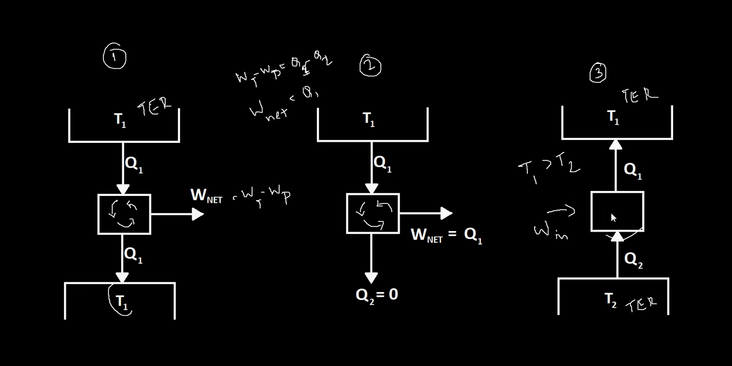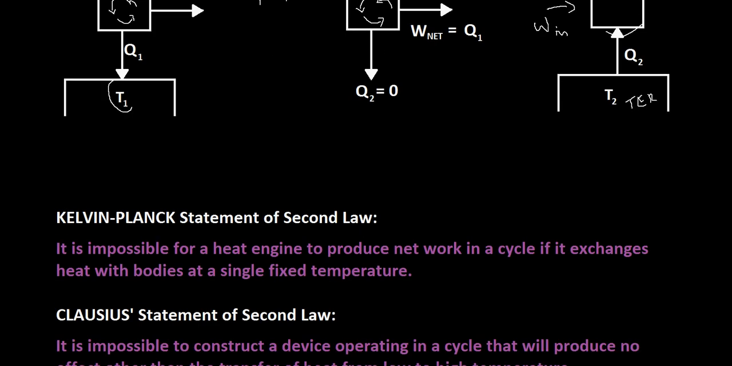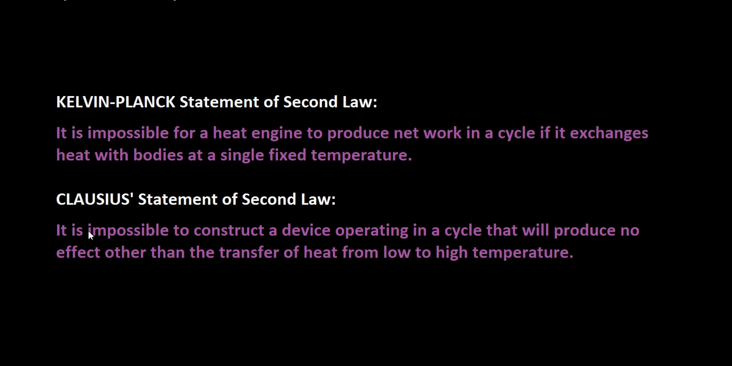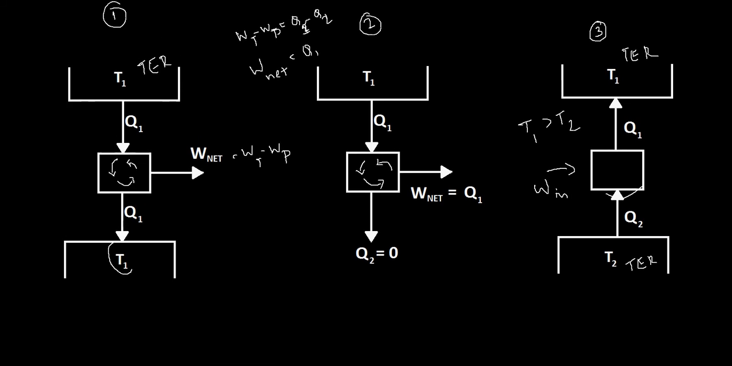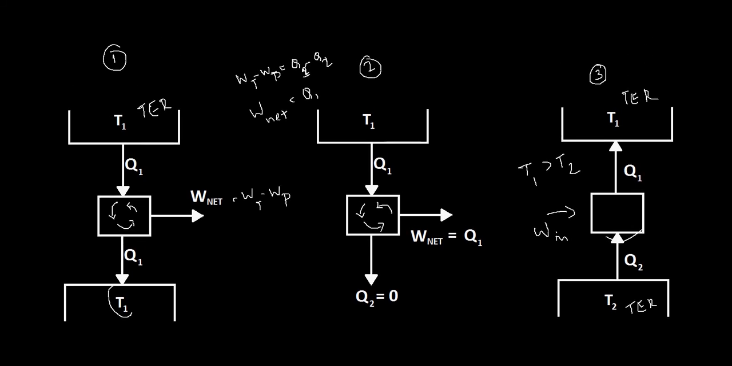If you don't give work input, then heat cannot flow from a low temperature body to a high temperature body, or from a low temperature reservoir to a high temperature reservoir. And that is the second statement of the second law of thermodynamics. Once again, it's impossible to construct a device operating in a cycle that will produce no effect other than the transfer of heat from a low to a high temperature reservoir. Now there are lots and lots of applications of the combined first and second law of thermodynamics, and we will see some of them. I will try to go through most of them in the oncoming videos.